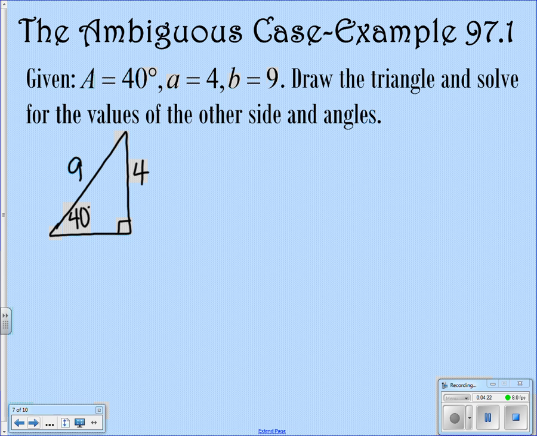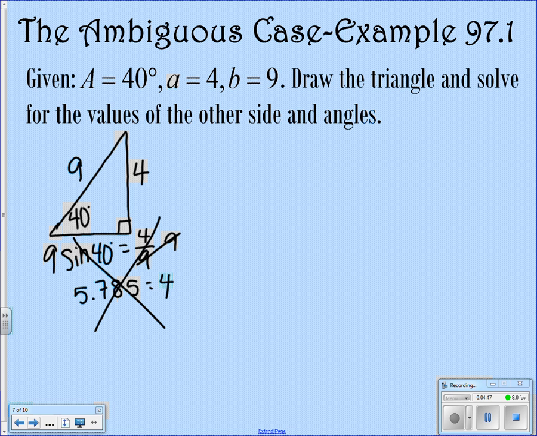Okay, so now the first thing that we need to do is to see, does the sine of 40 actually equal 4 over 9? I'm going to multiply by 9 and plug in 9 sine of 40, and I get 5.785. Does that equal 4? Obviously, those are not the same.